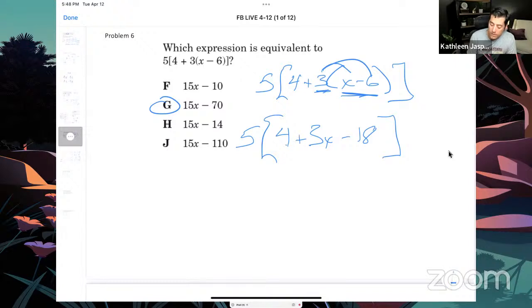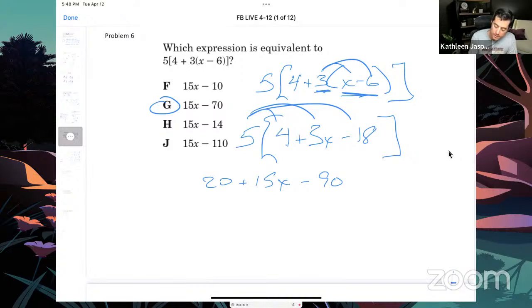Now you can go ahead and distribute the 5 to everything. So let's do 5 times 4, which is 20. Let's do 5 times 3x, which is 15x. And let's do 5 times negative 18, which is negative 90. Now, the last thing you have to do is go ahead and combine like terms.